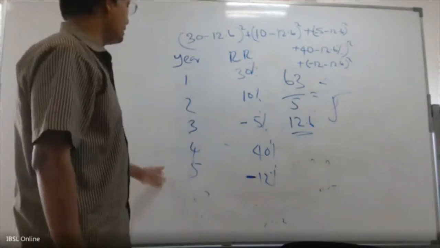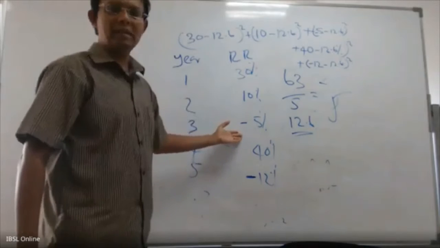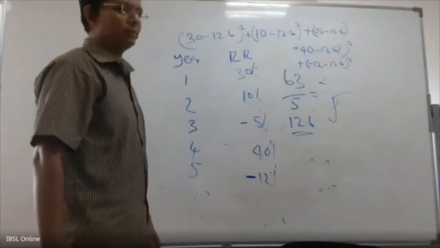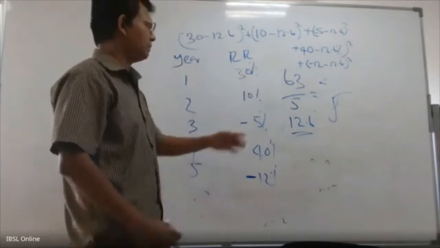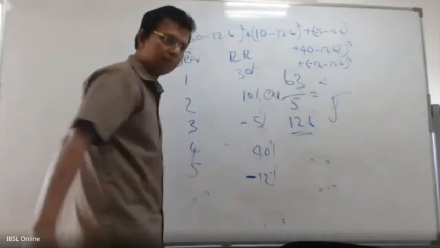This is 1, 2, 3, 4, 5 years. These are the returns. Now, a return can be minus as well, but it doesn't matter. You find out the mean, which is the expected return, right? Expected return.